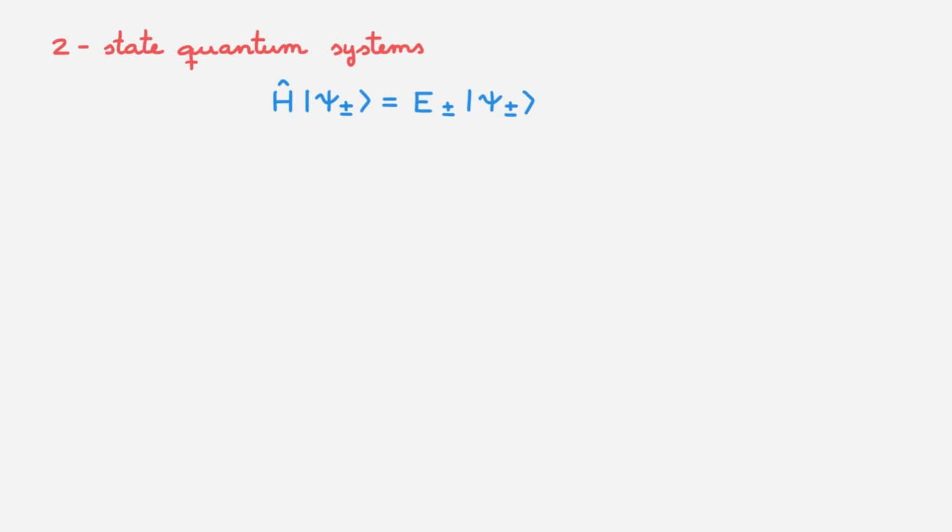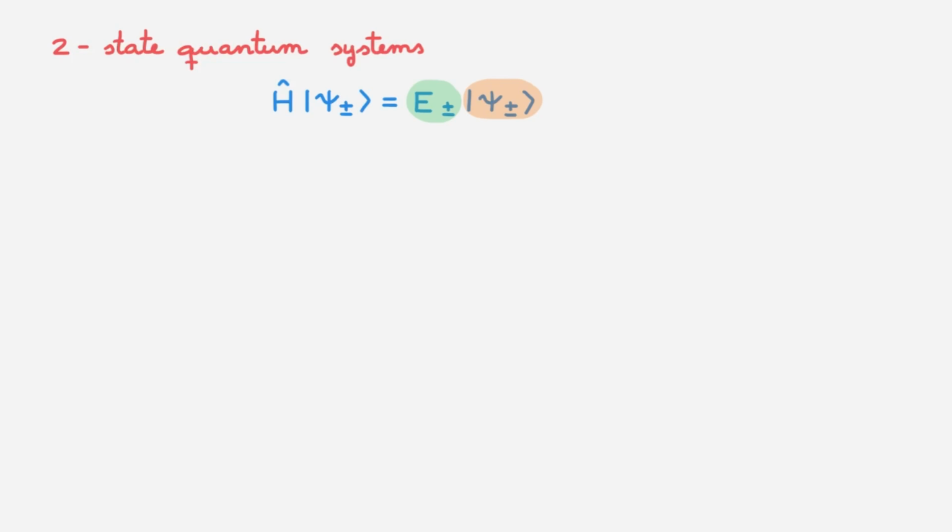Today we discuss two-state quantum systems. And we're going to start by considering a general Hamiltonian H and its eigenvalue equation. As usual, these are the eigenvalues and these are the eigenstates, and both are labelled by a plus-minus subindex to indicate the two energy levels of a two-state system.